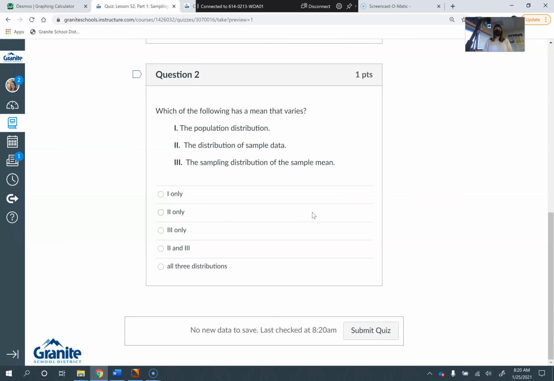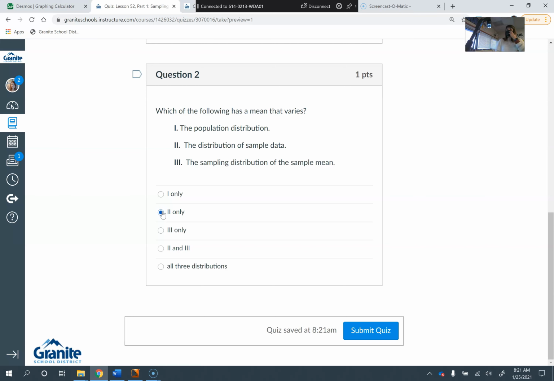The distribution of sample data. Well, here we got a 10. Here we got a 14. Here we got a 12. So is the distribution of our samples varying? Yes. And then 3, the sampling distribution of the sampling mean? No. This is your sampling distribution, and its center is 12%. It is the same as your population. So this one is 2 only.